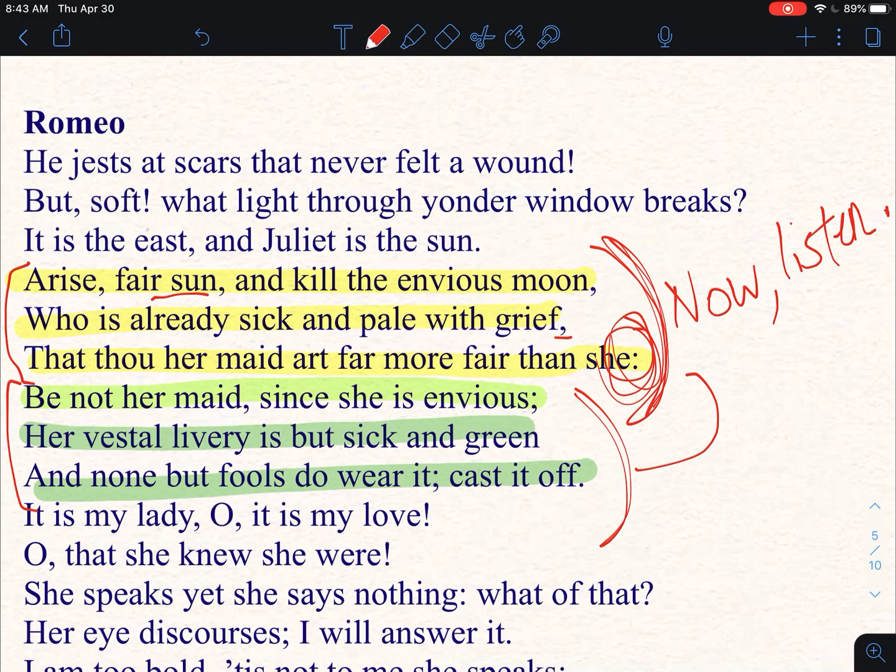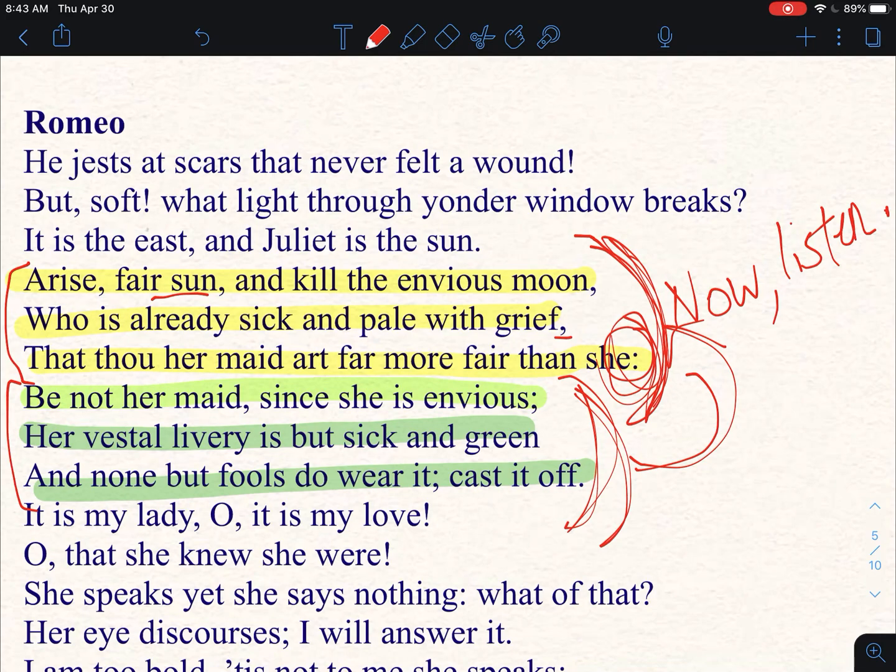Kill the envious moon, who is already sick and pale with grief that thou her maid art far more fair than she. We need this second phrase in order to understand this. Thou her maid art far more... well, we need to prove it. This is the real prove it. So listen to this. She's envious. Her vestal livery is but sick and green, and none but fools do wear it.